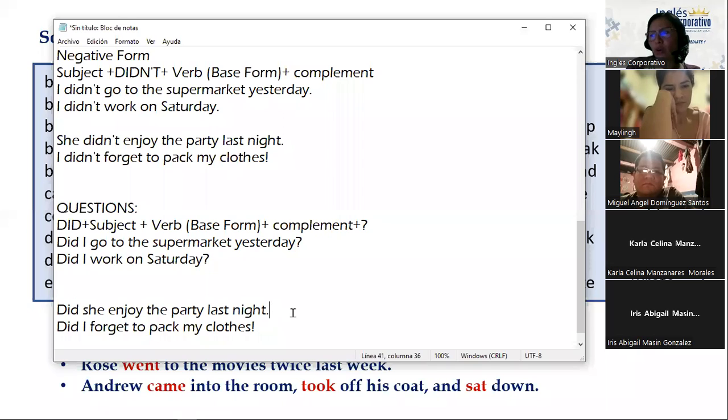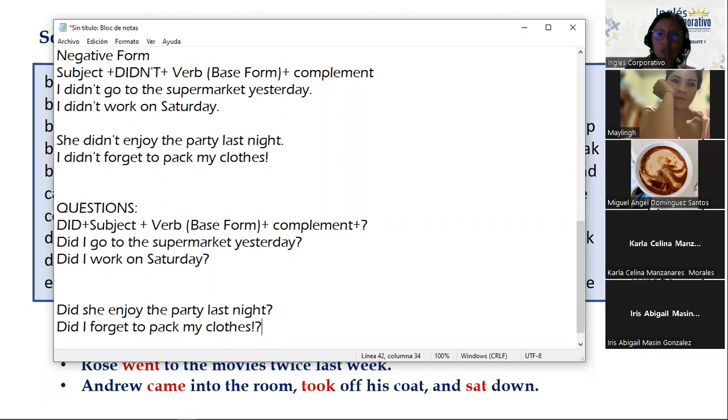Did she enjoy the party last night? Oh, she did. She had a wonderful time and it was great. Did I forget to pack my clothes? No, I didn't. I'm always ready. I was born ready, right? Nacía lista, ¿verdad? Así de que that's the way we're going to do it. It doesn't matter if it's regular or irregular, okay? You're going to do it that way.